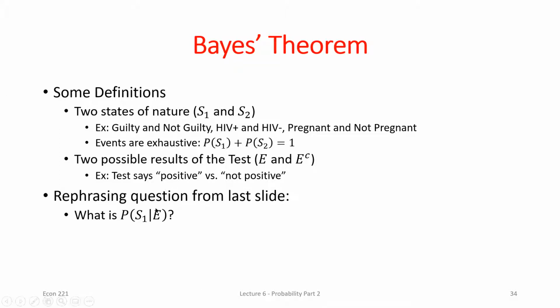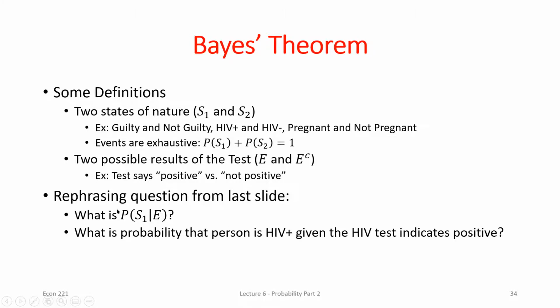And so I might want to find this conditional probability: given that they test positive for HIV, given that we see the outcome of the test be positive, what's the probability that they actually have the disease? That's something we might want to find.